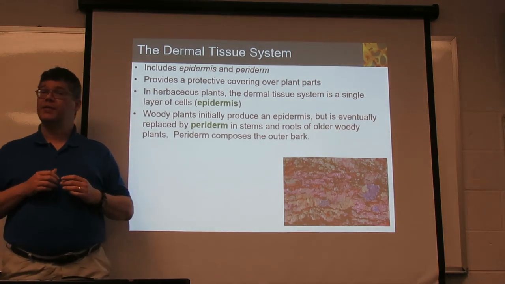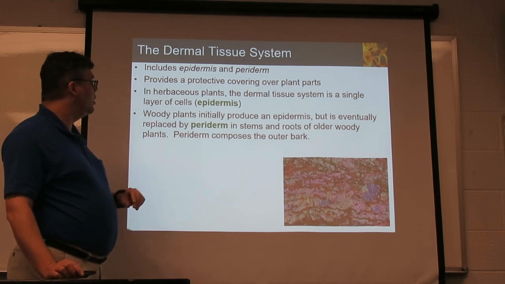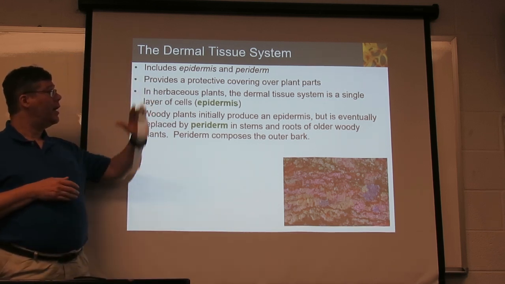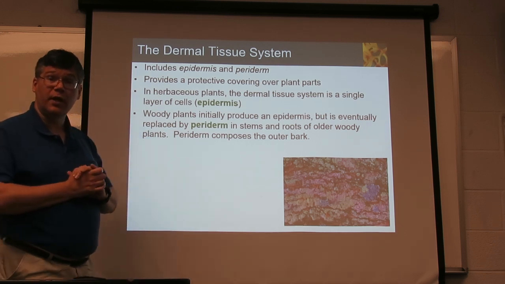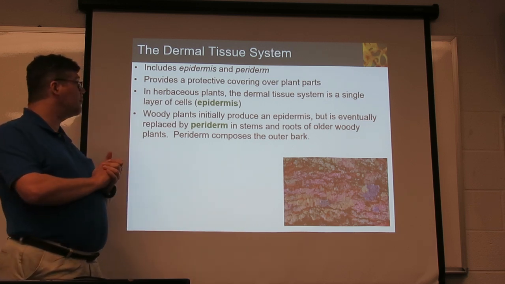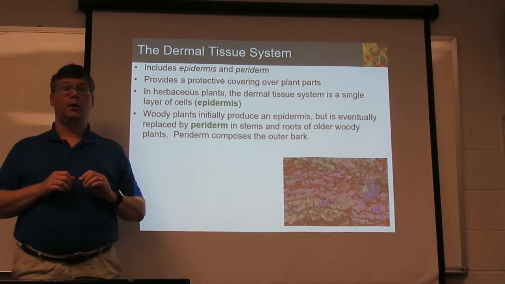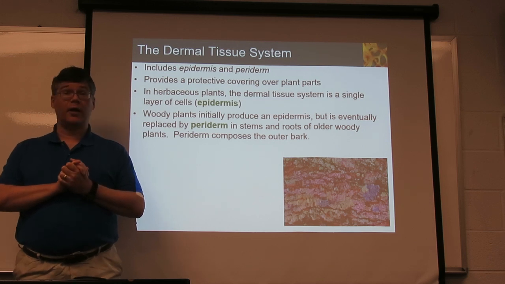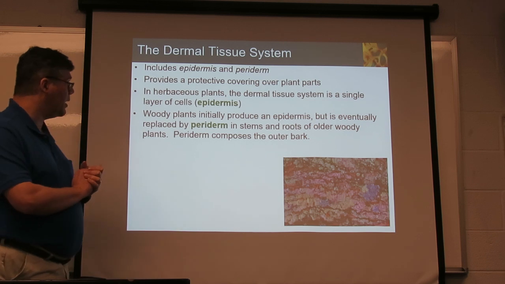Dermal system. This is the outside. You can kind of think of this as the plant's skin. And we have a couple of varieties. Epidermis is the typical thin, usually just a single layer of cells that covers the outside of soft herbaceous plants. Periderm is a somewhat thicker, more tough layer that is found in bark of woody plants.